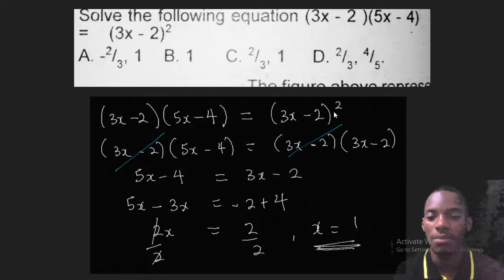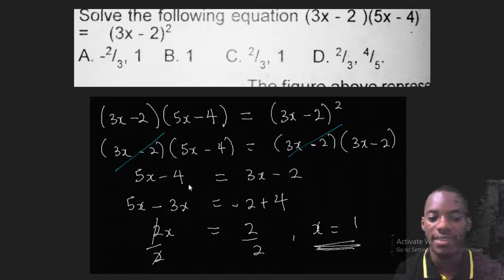Just make this one double, since this is squared. That will become (3x minus 2)(3x minus 2), right? Now there's a similarity between the left hand side and the right hand side. Can you see that this is actually the same as this one? So I cancel it out, and I'm left with 2x minus 4 equals 3x minus 2.